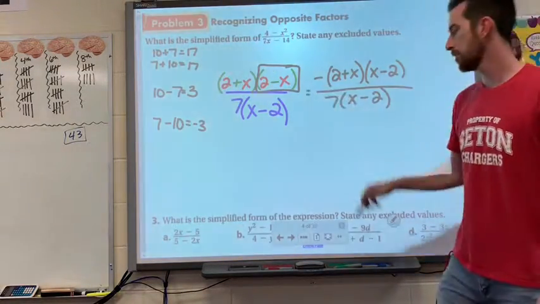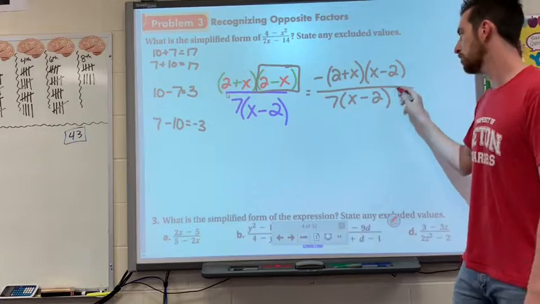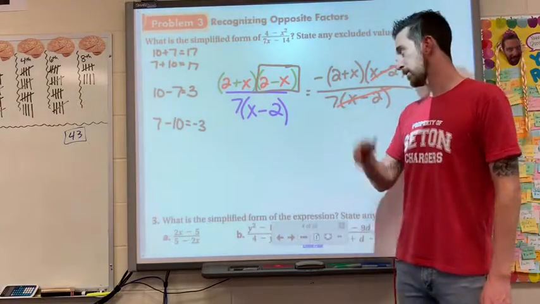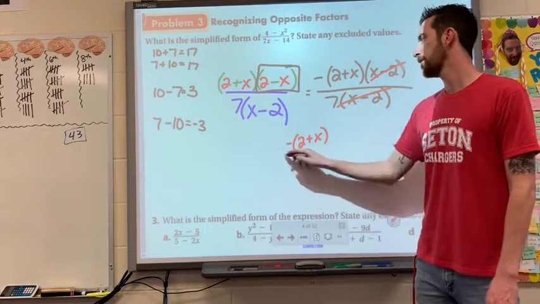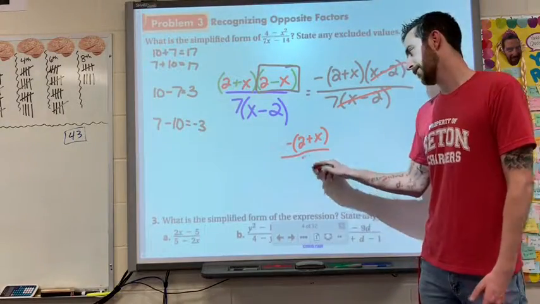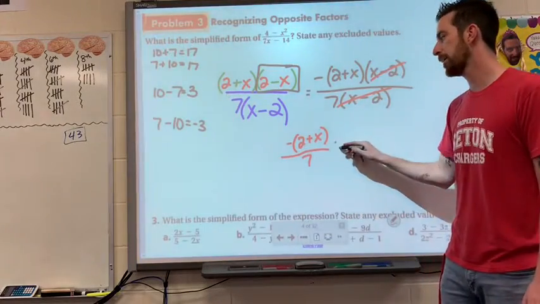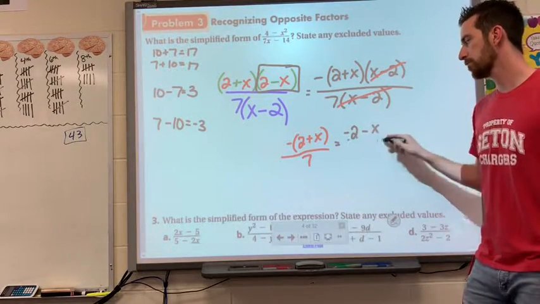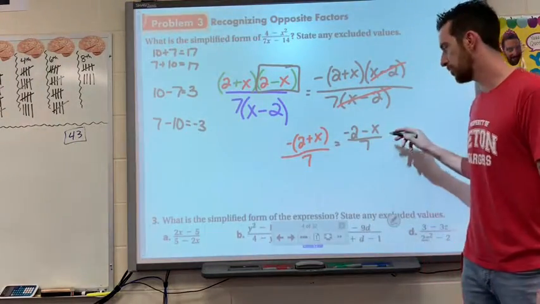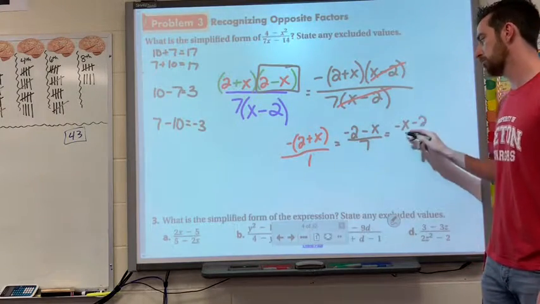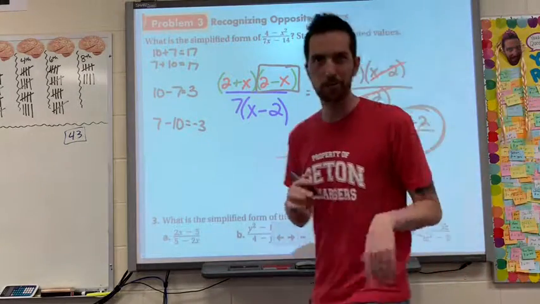And now if you look, now we have the same thing in the numerator and denominator. They both say x minus 2, so we can unload those. So on top, we have negative parentheses 2 plus x. In the denominator, we have 7. Now, that answer's cool. That's great. Some people will want you to distribute this and make it -2 minus x over 7. That works. And then some people would say, well, put it in standard form and put your x's first. So it would be -x minus 2 over 7. I think that's the cutest answer, but that's just me.